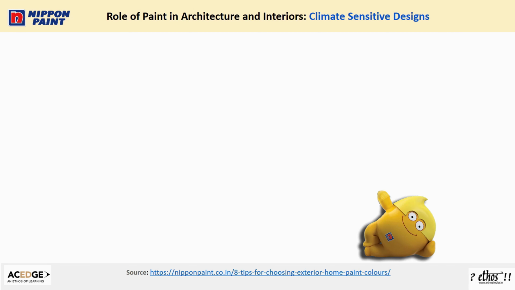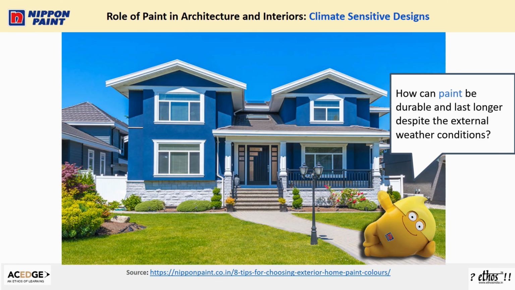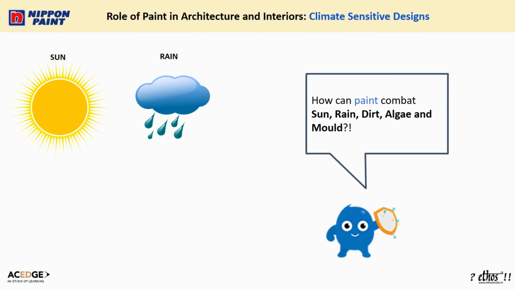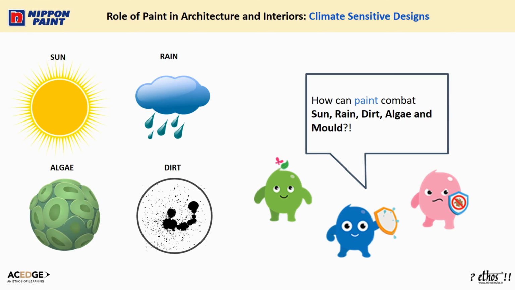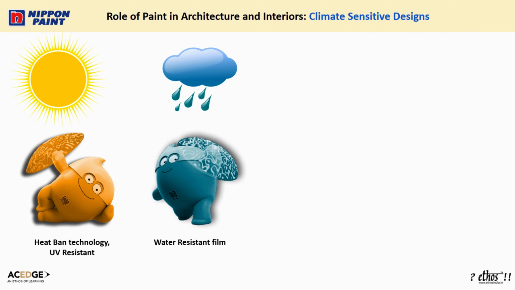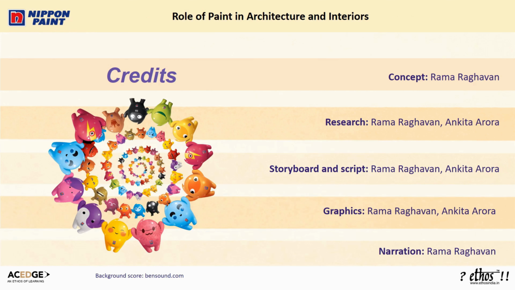How can paint be durable and last longer despite external weather conditions? How can paint combat sun, rain, dirt, algae, and mold? Several technologies used in developing paints can protect from the elements of climate like heat band technology, UV resistance, water resistant films, algae and fungal resistance, and dirt resistance. In the next segment, we will learn about how paint helps keep indoor environments healthy and beautiful.